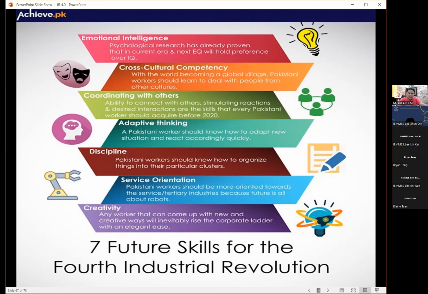So cross-cultural competency is very important to understand that. Coordinating with others, where we have to communicate. I've mentioned also we have 2 versions of ourselves: physical version and virtual version. How we communicate, either physical or virtual, is very important nowadays when we talk about your career. Adaptive thinking, where we can change our mindset fast to understand others' requirements, and how we adapt our thinking to facilitate our requirements in terms of work.